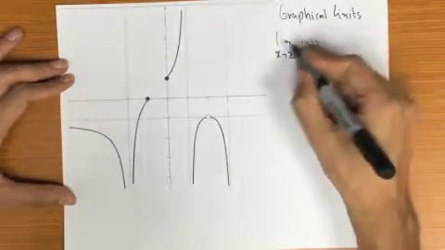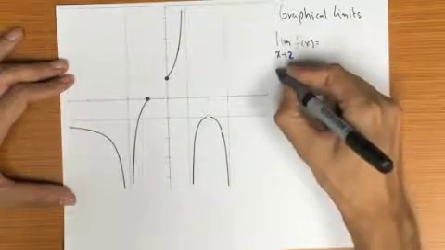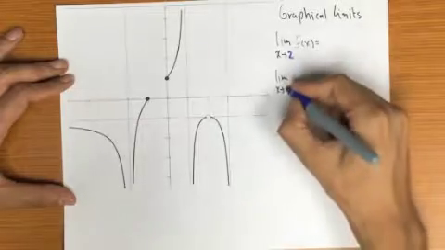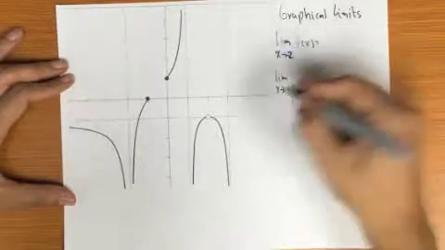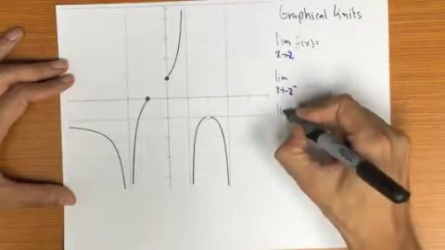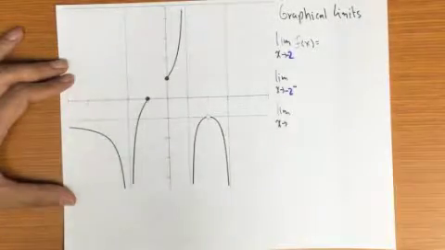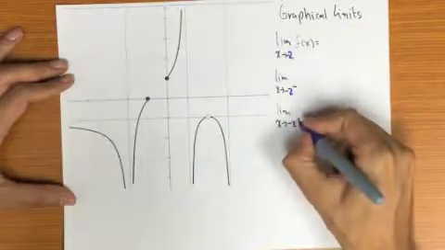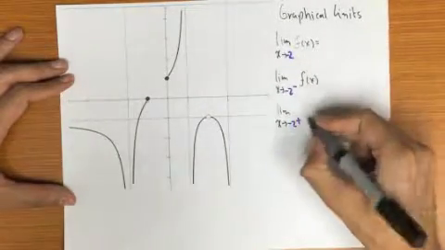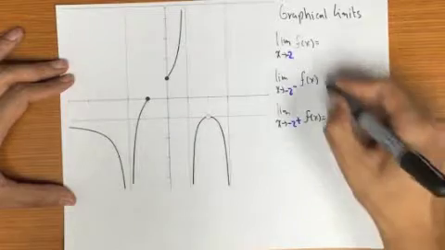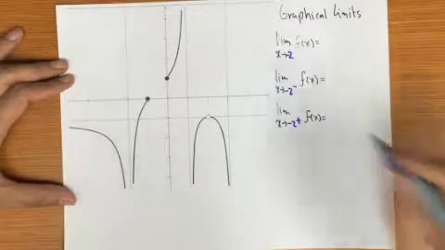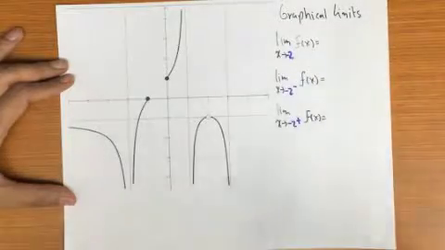In order to identify this, you need to define what is happening from the left side of the -2, sorry, this is a -2, and what is happening from the right side of the number. So you need to see what is happening from the left side and from the right side in order to identify if this limit exists or does not exist.